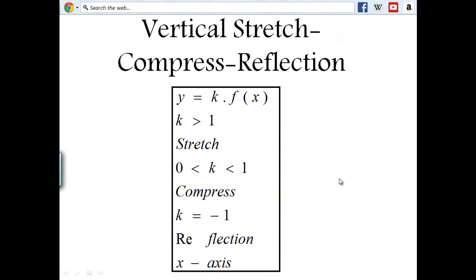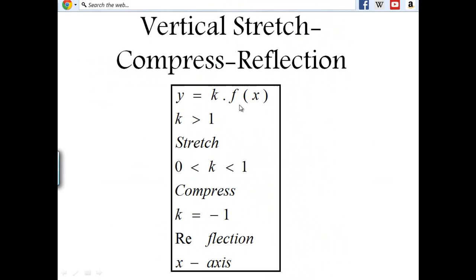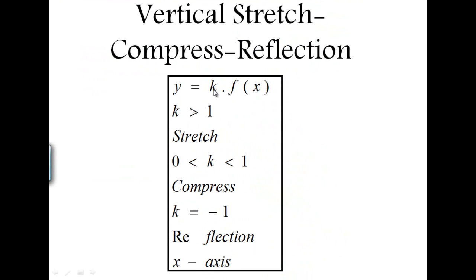Good? In conclusion, when you multiply a function by a constant, several effects occur. For example, if the constant is greater than 1, vertical stretch occurs. If the constant is a fraction between 0 and 1, vertical compress occurs. And if the constant is equal to negative 1, it's a reflection about the x-axis.